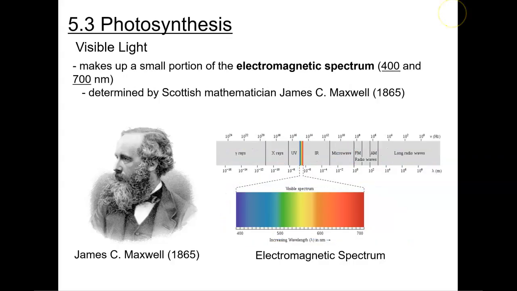All right, so with this visible light, it's going to make up a small portion, as you see, of that electromagnetic spectrum, about 400 to 700 nanometers. This was determined by a Scottish mathematician named James C. Maxwell, and he discovered this in 1865.